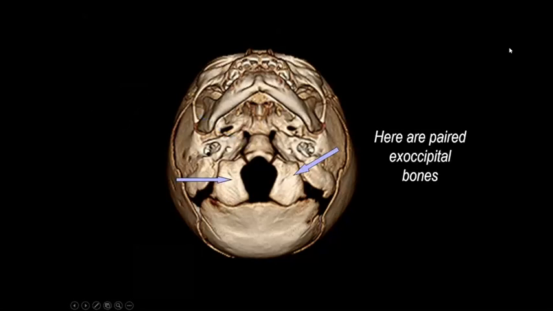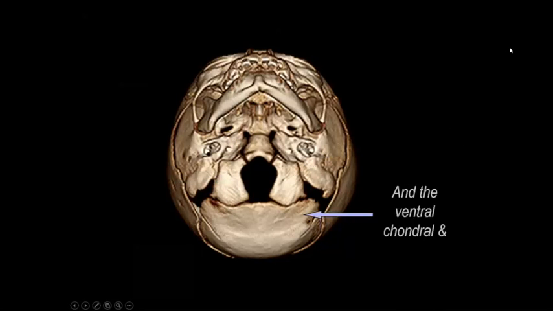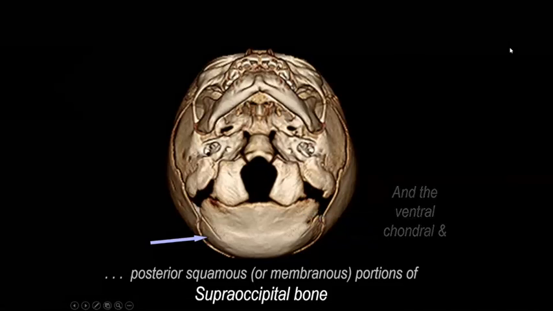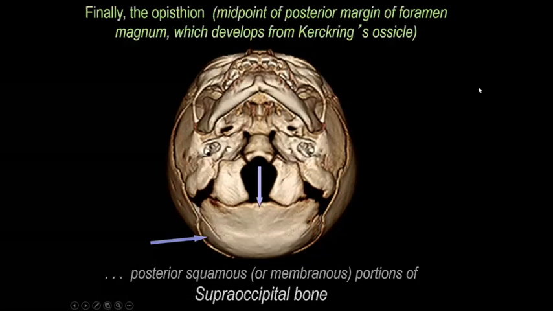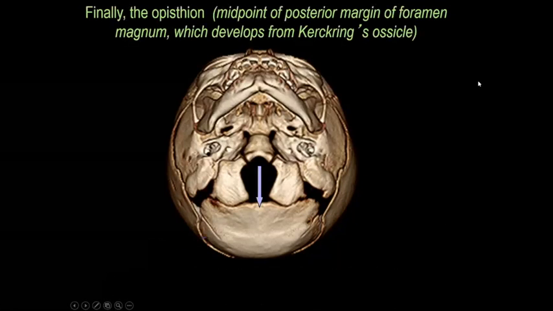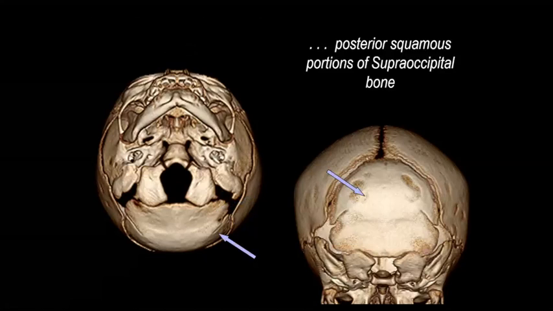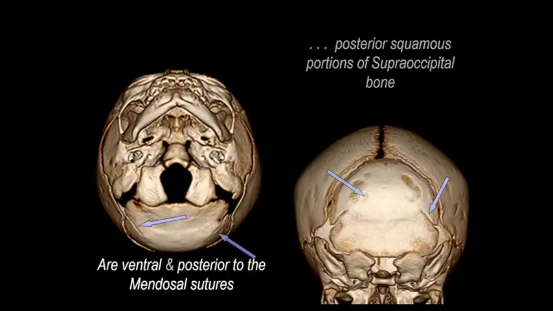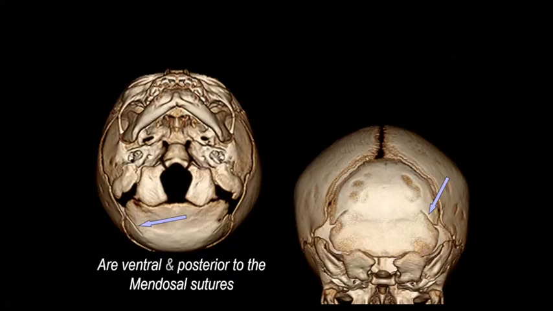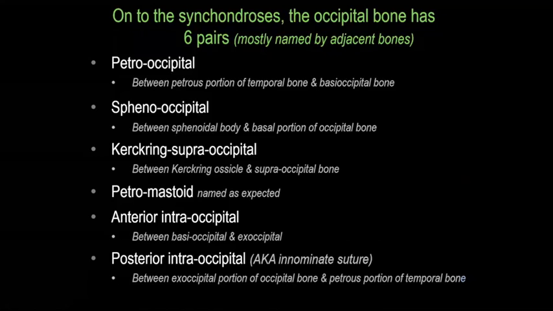And here are paired exoccipital bones, and the ventral chondral and the posterior squamous, remember, are portions of the supraoccipital bone. Finally, the opisthion, which is the midpoint of the posterior margin of foramen magnum, develops from Kerckring's ossicle. A reminder, the ventral chondral and the posterior squamous portions of the supraoccipital bone are ventral and posterior to the mendosal sutures. Let's go on to the synchondroses. The occipital bone has 6 pairs, and they are named by adjacent bones, essentially.